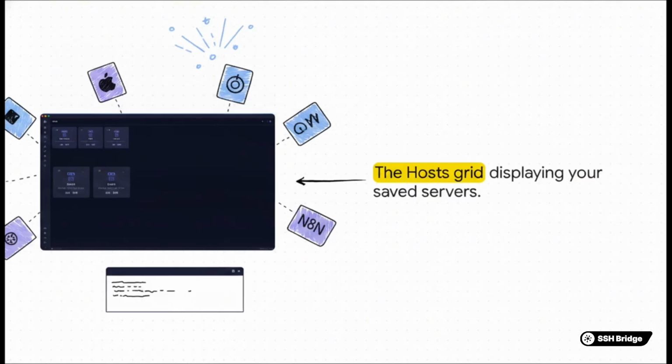Check this out. Instead of a blank, intimidating terminal, you get this really nice visual dashboard. Every single card you see here in the host grid represents a completely different machine. It could be a macOS device, a new Ubuntu web server, an n8n server, whatever you've got. It's all right there, perfectly organized and ready for instant access.